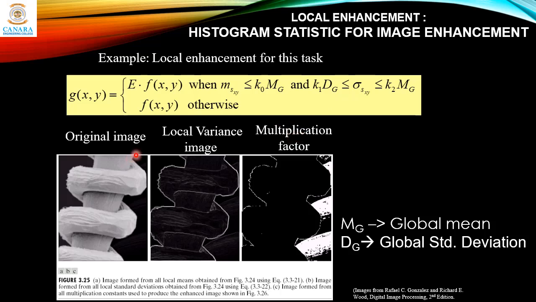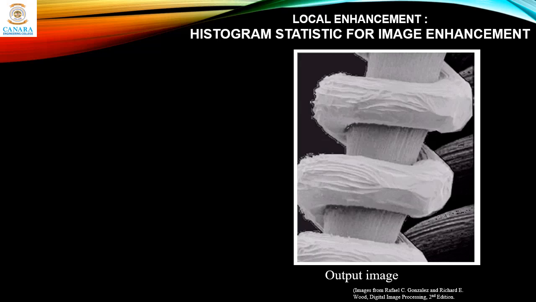So this is what's happening here. This is the original image. We have the local variance image here. This is the display of the variance image, and when you multiply it with this factor E, this will be the result. Only the pixels which fall under this criteria are multiplied with the factor E. So only that particular area is targeted, so that is getting enhanced. This is the output image.